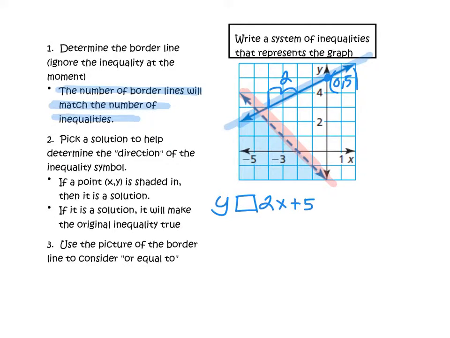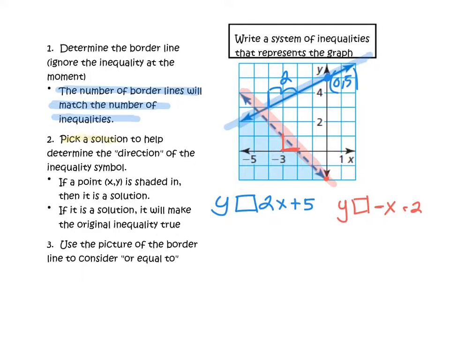The other inequality, the red one, again, I am also going to start with y-intercept form because I can see the y-intercept is right there at -2. So the slope of this line is down 1 and over 1, so -1 is the slope, and then the y-intercept is -2.